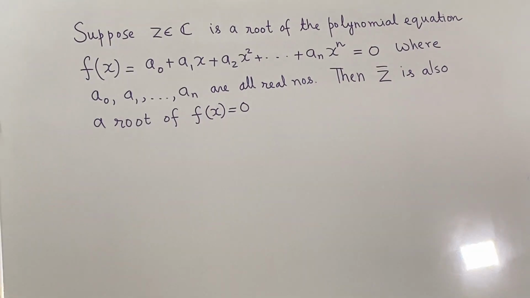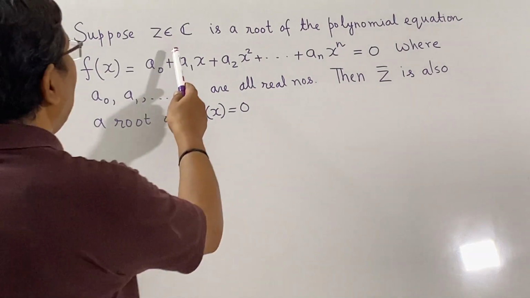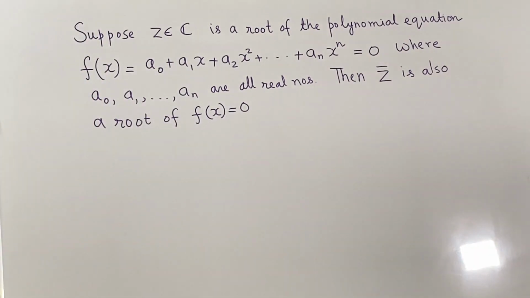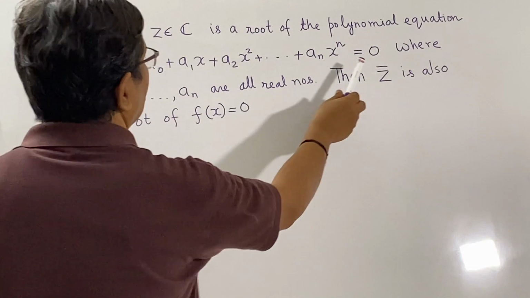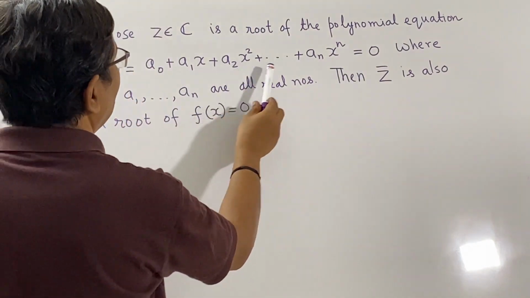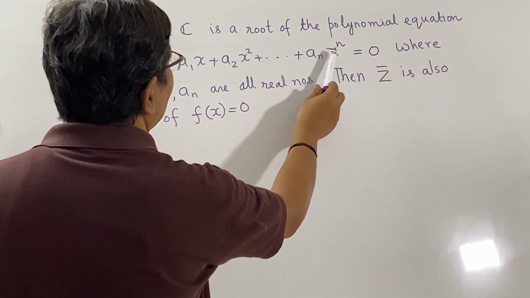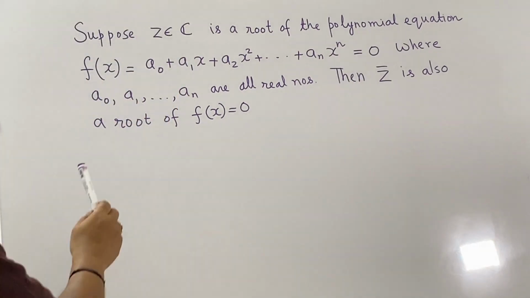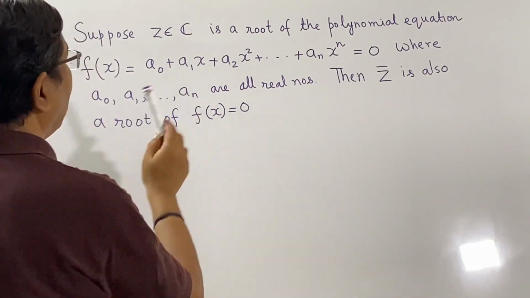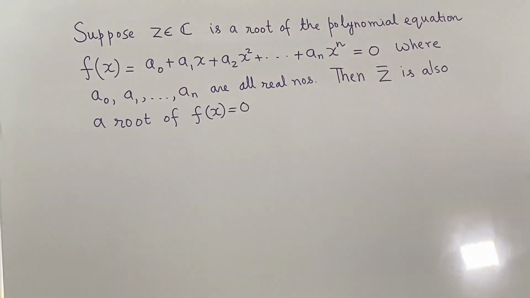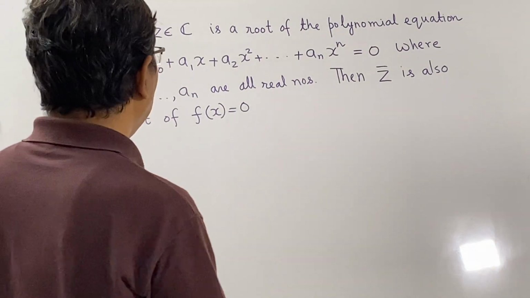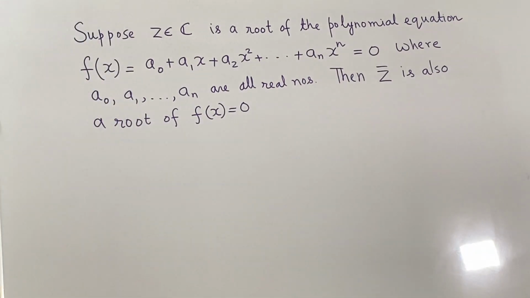The result states that if we have a polynomial equation with real coefficients, then its complex roots would occur in conjugate pairs. More specifically, if z is a root of this polynomial equation, f(x) = a0 + a1x + a2x² + ... + anxⁿ = 0, where all of these coefficients a0, a1, up to an are real numbers, then z conjugate is also a root of f(x) = 0.